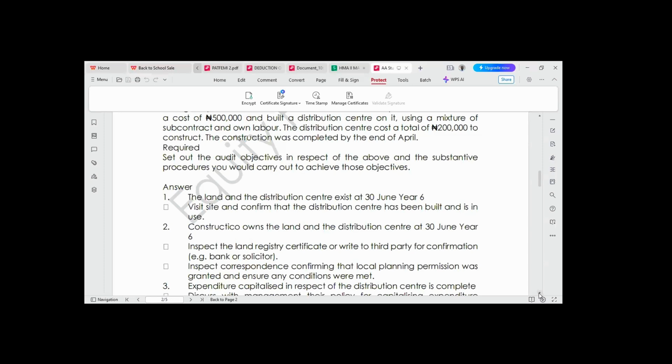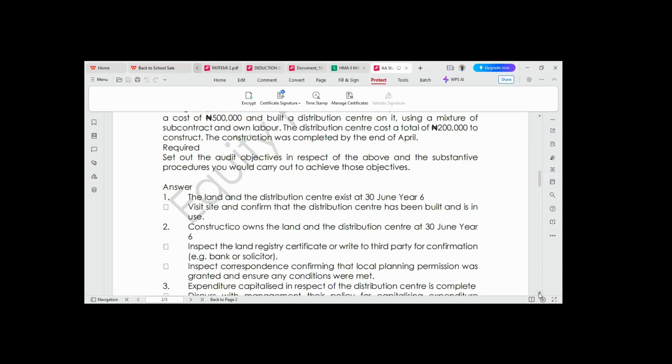Okay, that place can be sealed up. And in Lagos, it says that any place that a building collapses, the Lagos State government seizes that building, that land. It belongs to Lagos State. Remember. Okay, so that is what I just needed to explain to us. Then other things, as for that question: expenditure capitalized in respect of the distribution center.